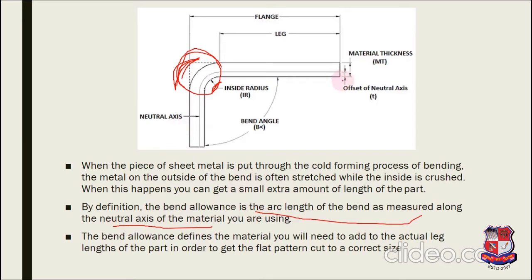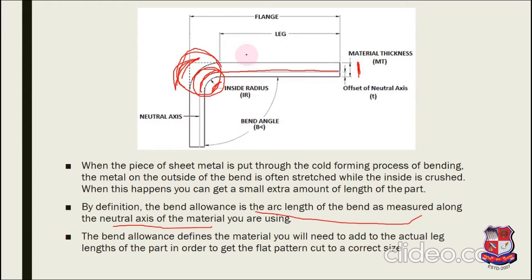This is the total thickness of our sheet metal, and within that thickness there is a line in between the material called the neutral axis. The length that we calculate on this neutral axis along the bent part is called bending allowance. Not the outside part, not the inner side part, but the bend that takes place on the neutral axis. This bending allowance defines the material you will need to add to the actual leg length so that the final dimensions are correct.